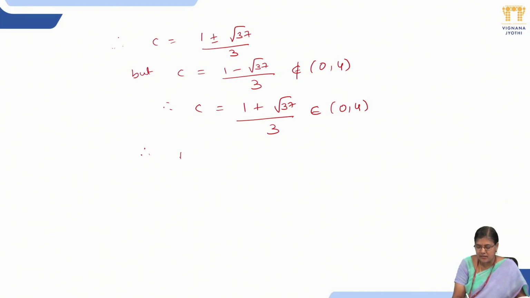Therefore, by Lagrange's mean value theorem, the c value is equal to 1 plus root 37 by 3. That c value clearly lies between 0 and 4.